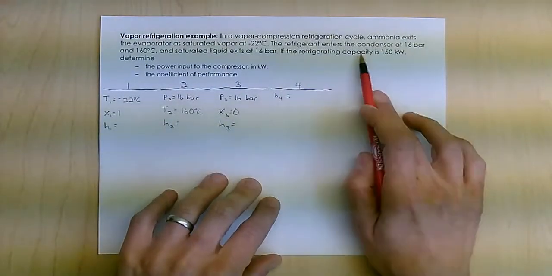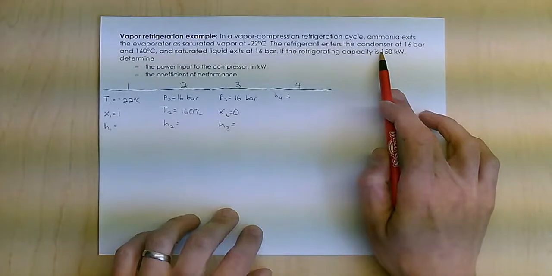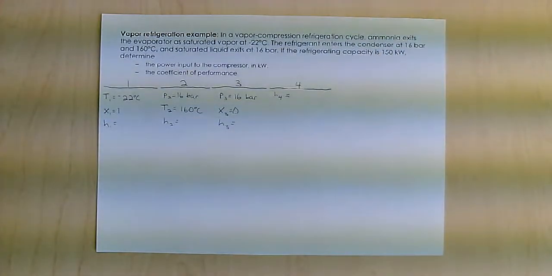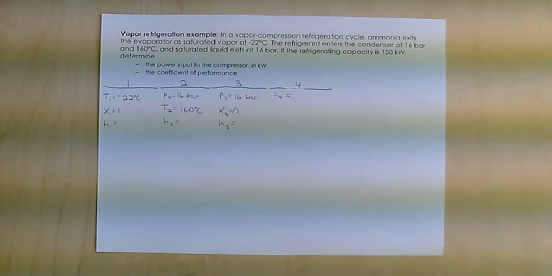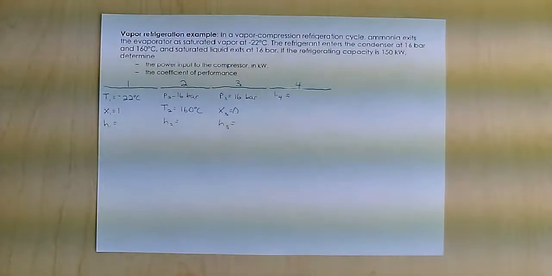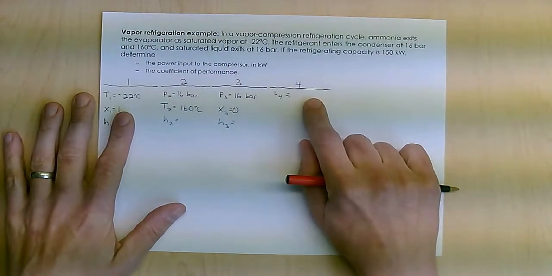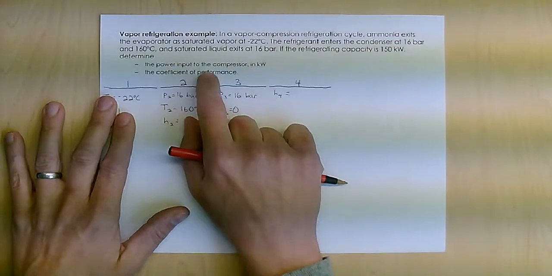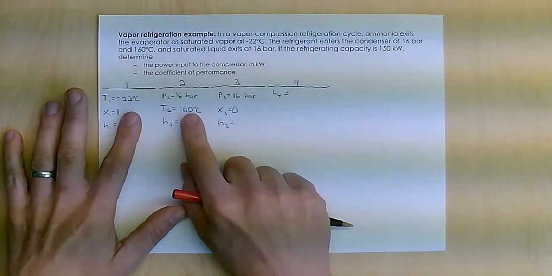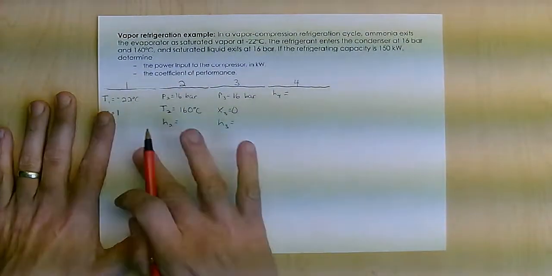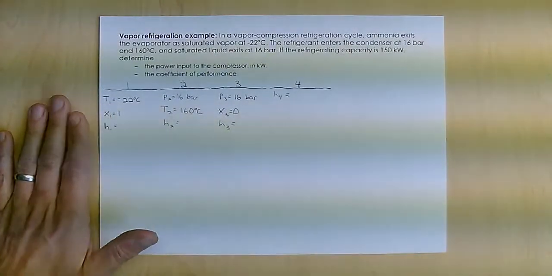I know the refrigeration capacity is 150 kilowatts, and of course the refrigeration capacity is what goes through the evaporator, which is state 4 to 1. I want to find the power input of the compressor, 1 to 2, and the coefficient of performance. So as with most problems, I go through and I set my states.